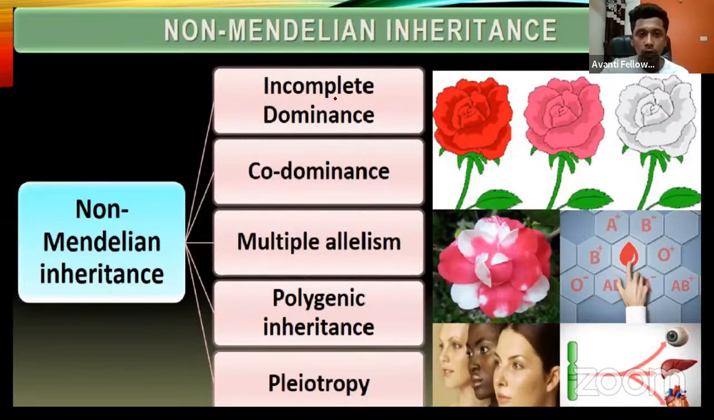But whenever you take incomplete dominance or codominance or multiple allelism or pleiotropic inheritance, or polygenic inheritance, in all of these cases, they will not follow any of the Mendelian ratios. So we know what Mendelian ratios are, right? When I talk about monohybrid cross phenotypic ratio, you will just tell it as 3:1.